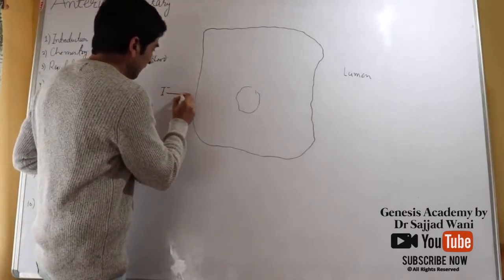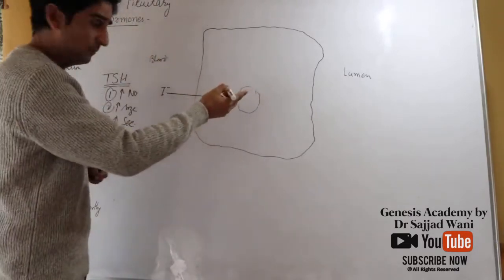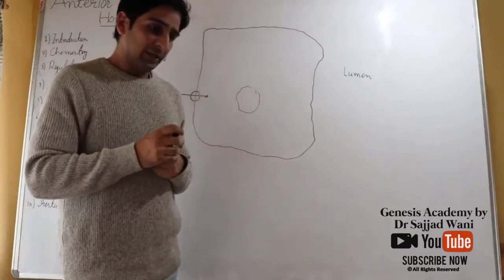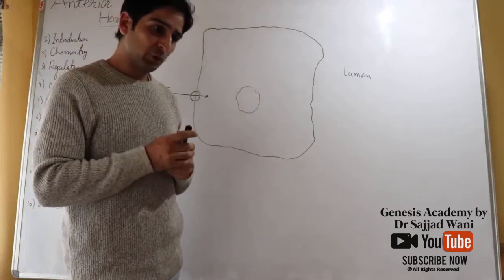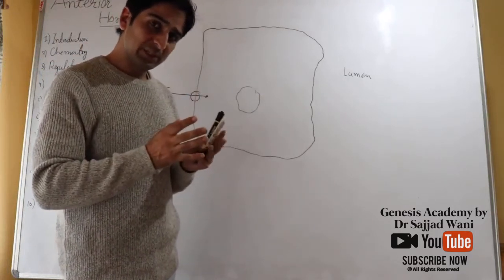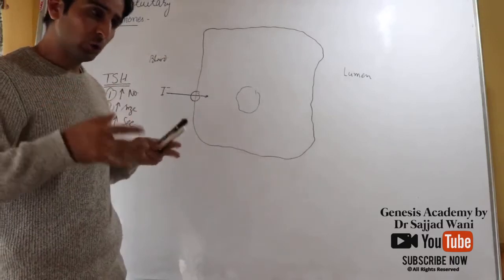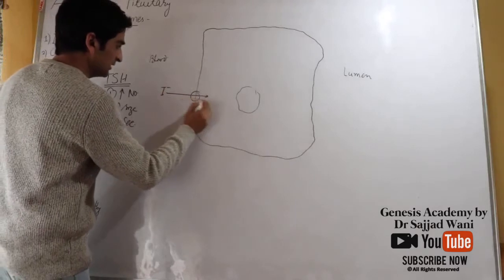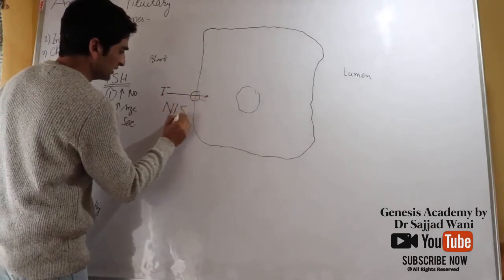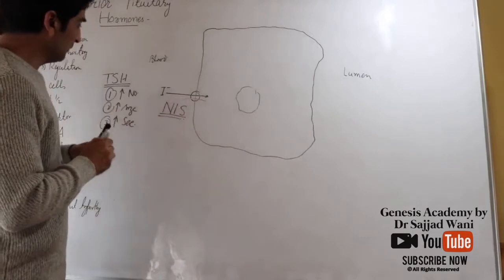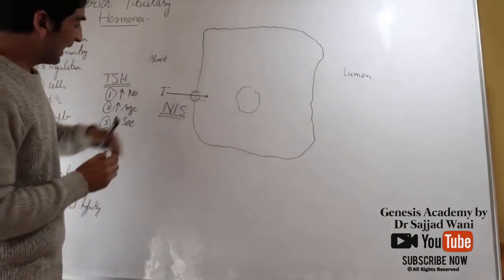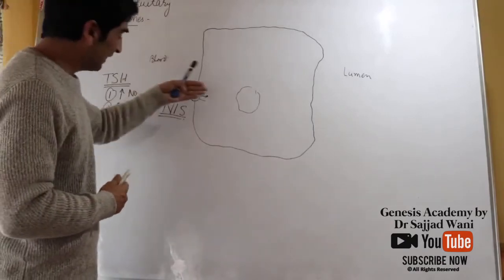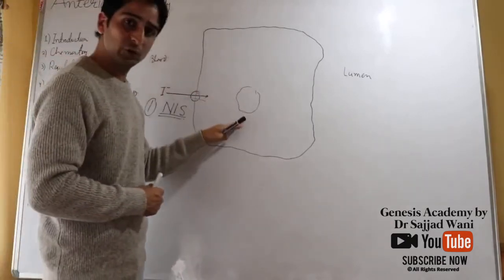So the iodine is taken inside the cell by a symport. You know what a symport is? A symport is a transport mechanism, a molecule which helps in the passage of two molecules in the same direction. So the symport here is the sodium iodine symport. The thyroid stimulating hormone acts on the sodium iodine symport and causes the increased uptake of iodine by the follicular cells, right?